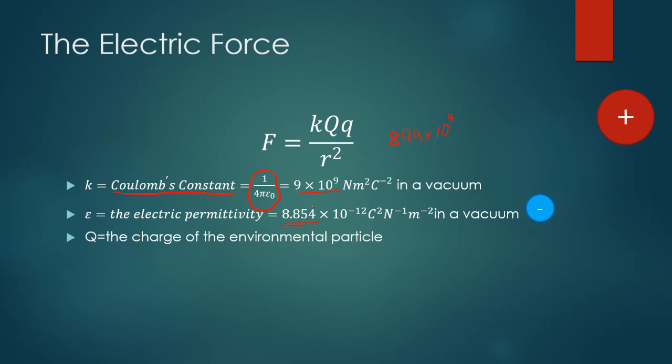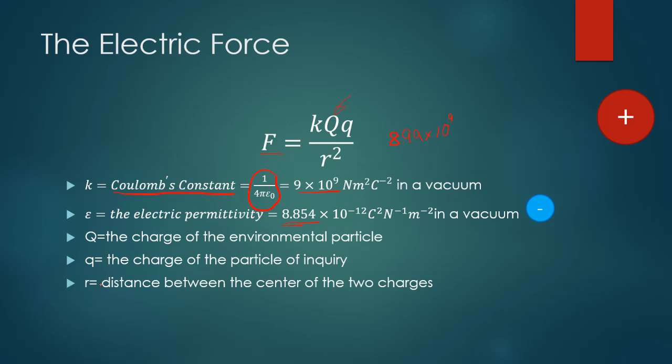Okay, so this is based on the material. Now, the capital Q is the charge of the environmental particle, and I'll explain what that is later. But I like to distinguish between the environmental particle and the particle of inquiry. The particle of inquiry is the particle that we want to know information about, or we want to solve for the force on that particle, or what is happening to that particle.